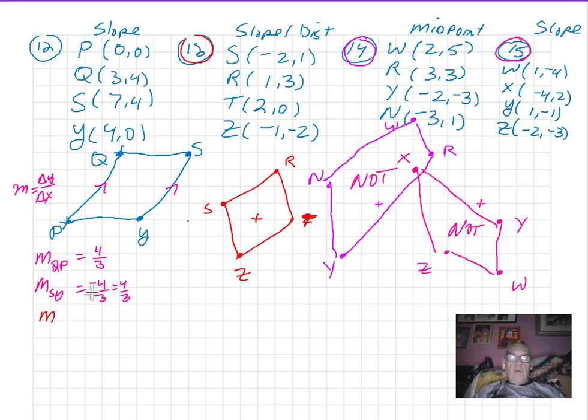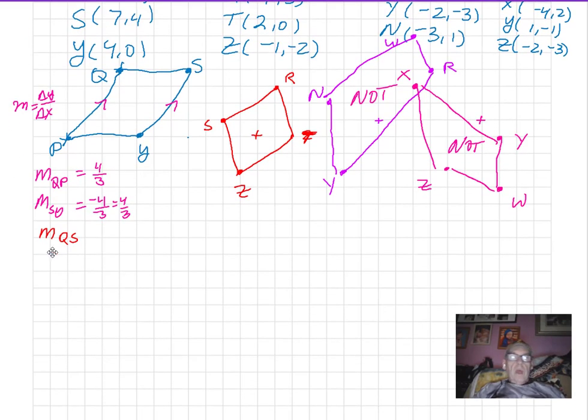So we want to find the slope of QS and the slope of PY. QS has a 0 slope. If we look at the difference in the y's, we have no change in the y's. And the difference of the x's is 1, 2, 3, 4. We have 0 over 4, which is a 0 slope, a horizontal line. And the same thing for PY. We have 1, 2, 3, 4 for the x and 0 for the y. So these are also parallel since they have the same slope.